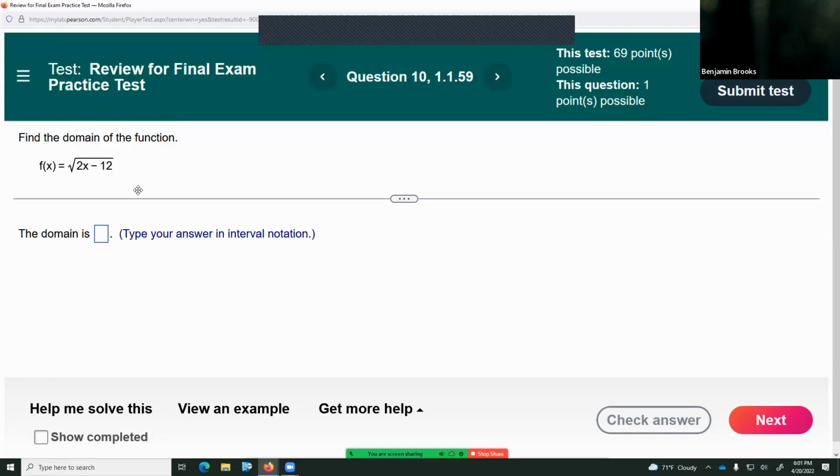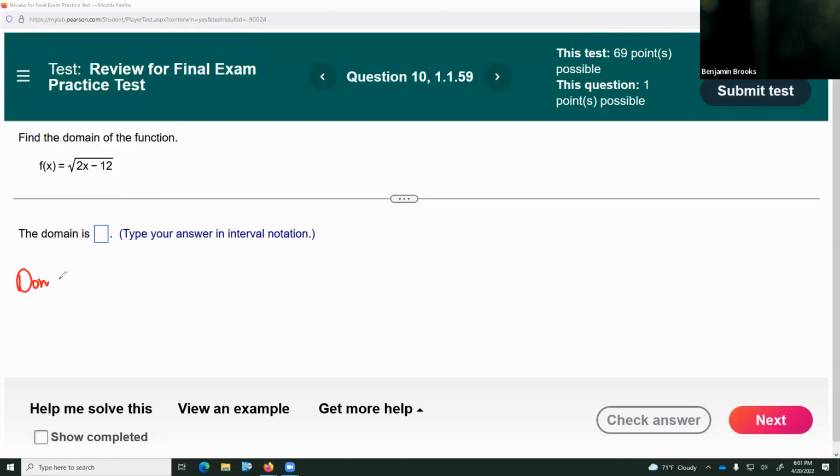All right, let's talk about domain. Remember, values inside of a square root cannot be negative. So basically, here's what has to be true about the domain here. The domain has to occur for this problem where 2x minus 12 is greater than or equal to 0. Everybody understand why? If you end up with a square root of a negative number, there's no dice.